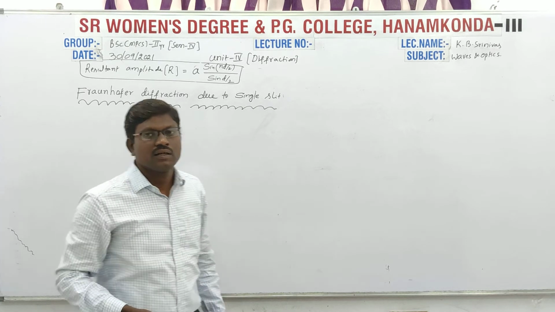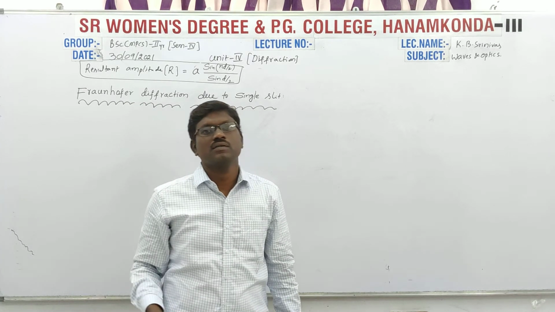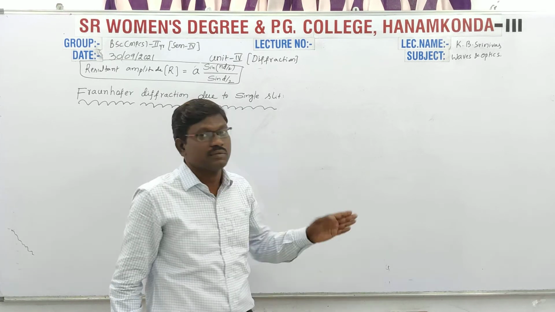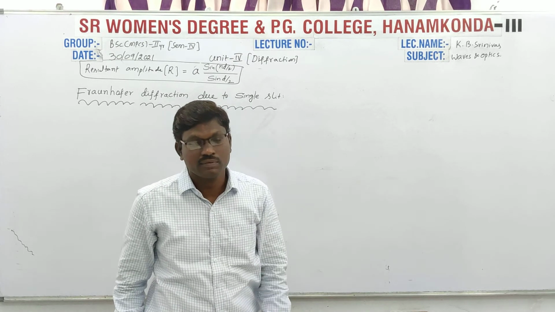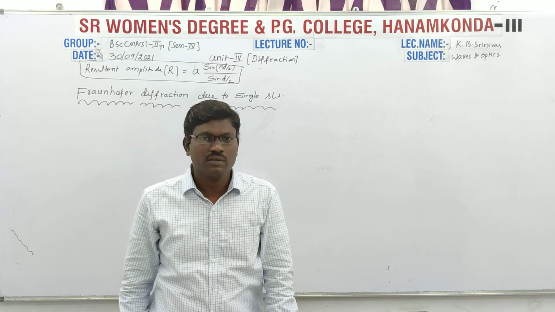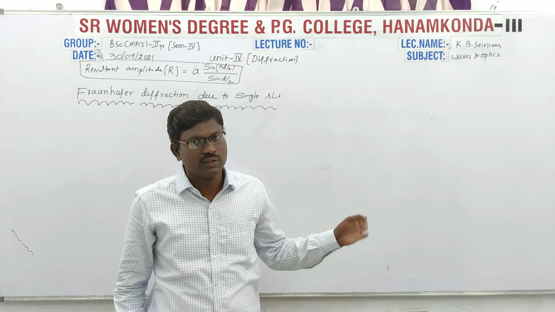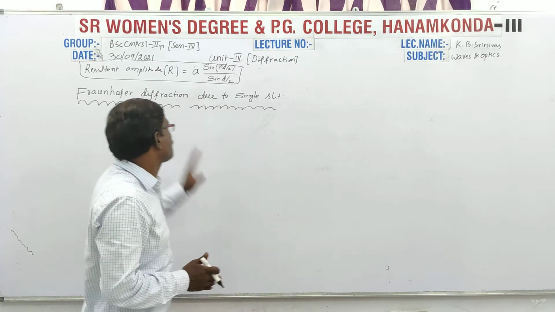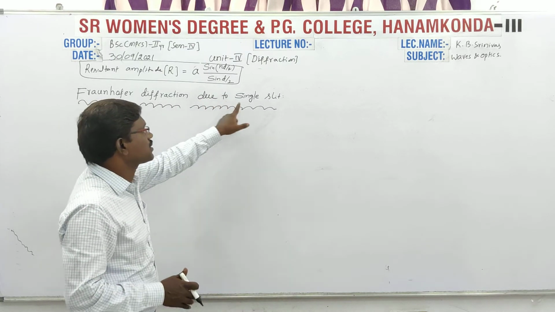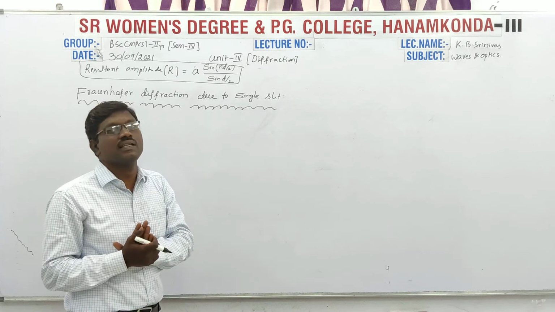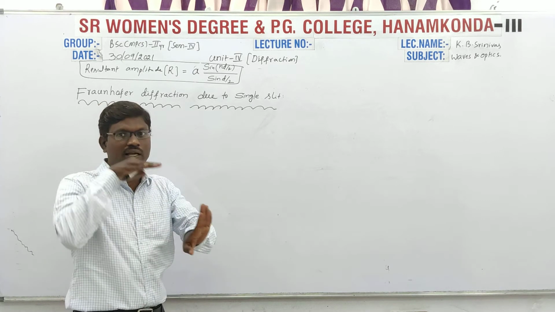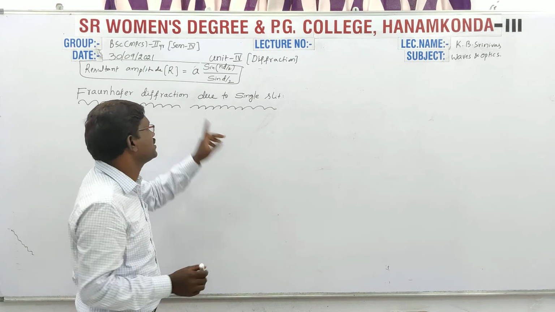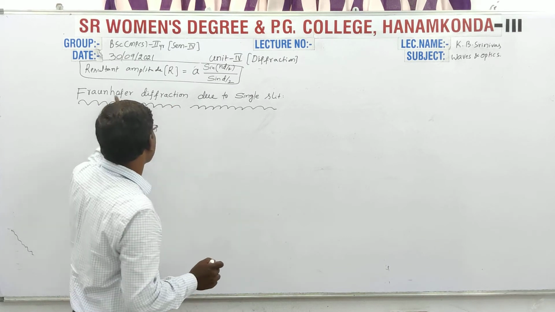Nowadays, in the modified question paper, this question may come for 20 marks. So it is a very important question. Many times this question has been asked in the annual examination. Just concentrate. So, Fraunhofer diffraction due to a single slit. Diffraction means bending of the light. Bending of the light at the obstacle is known as diffraction.